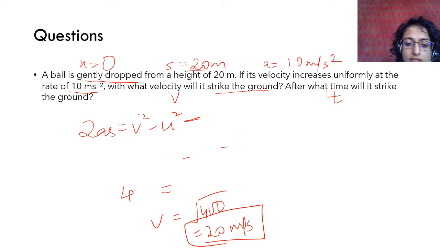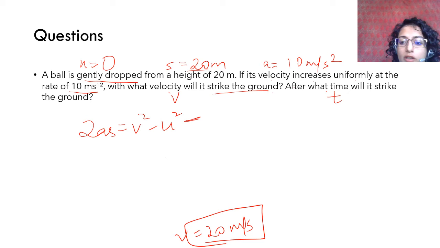Okay, we have used this formula. Okay, now we use the second formula. This is V. After what time will it strike the ground? Now you have all the variables.